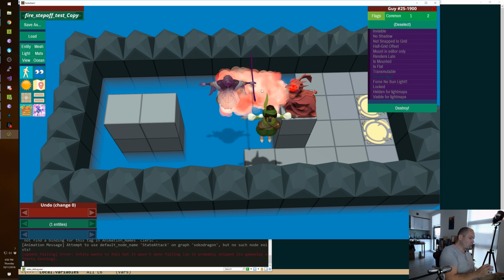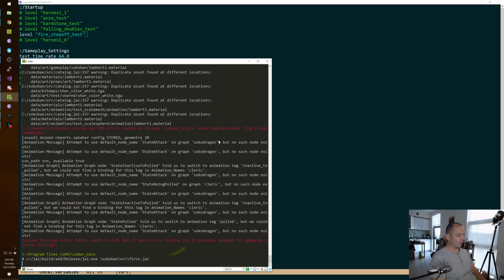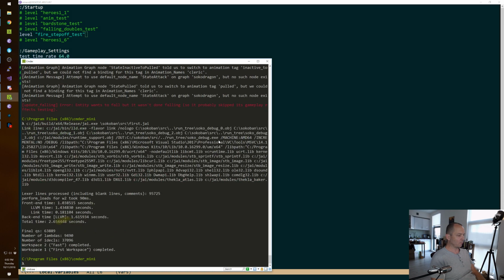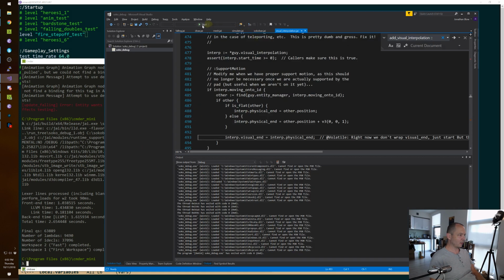Okay, so certainly what's happening is the characters have a special, let's make a debug build. The characters have a special visual interpolation function that has acceleration based on velocity. And it's like not accelerating correctly.